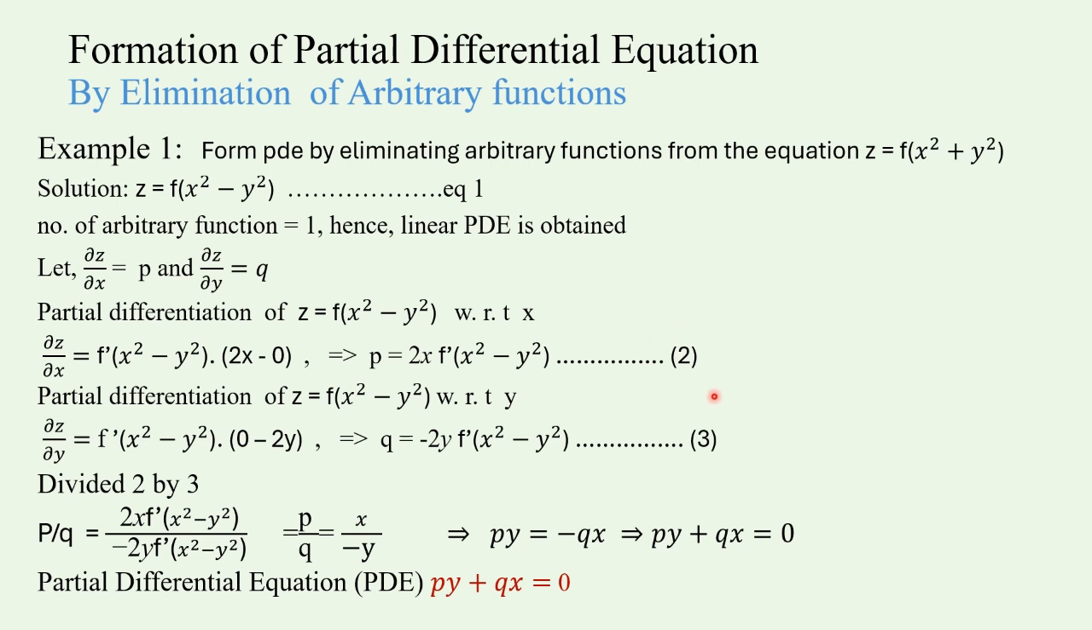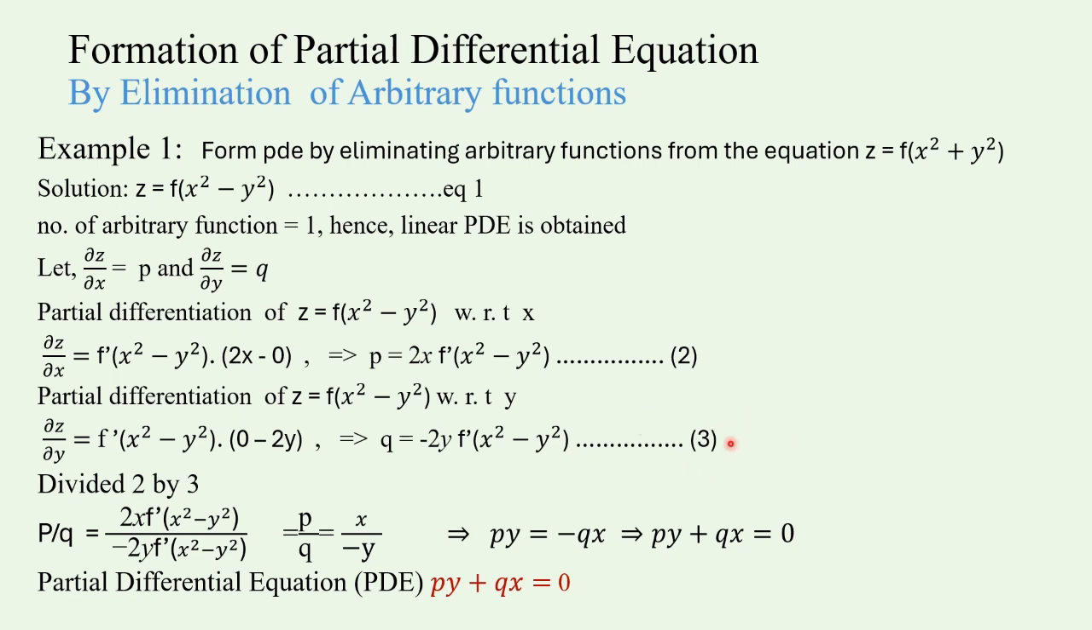Now partial differentiation of this equation with respect to y. Here z becomes dou z by dou y. f becomes f dash. This term we write as such. Following the chain rule, this x square becomes 0 because we are differentiating with respect to y. This y square becomes 2y. Now put the value of dou z by dou y equal to q and simplify the equation. Now we'll call this equation 3.